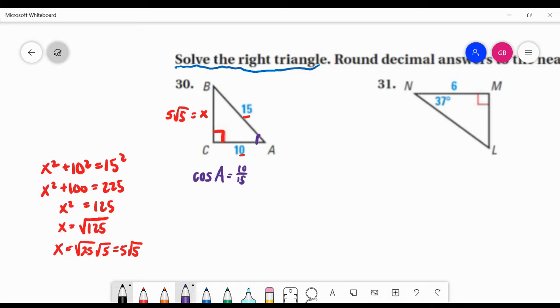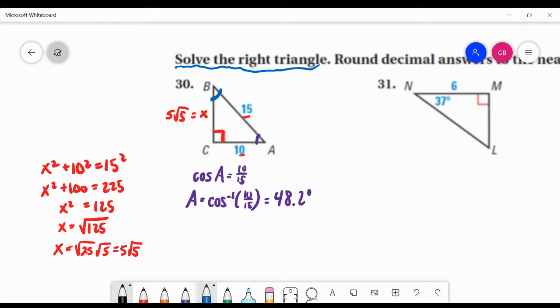To figure out what A is, to figure out the angle, I'm going to do the inverse. So A is equal to the cosine inverse of 10 over 15. This is the inverse button on the calculator. So second cosine 10 over 15 would give you the angle of 48.2 degrees. That would be angle A.